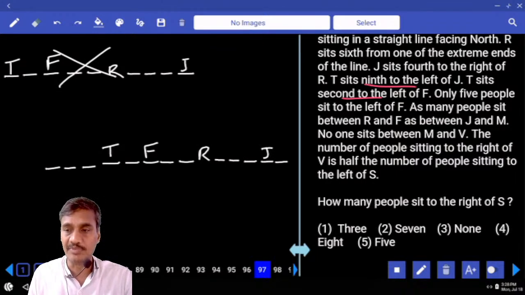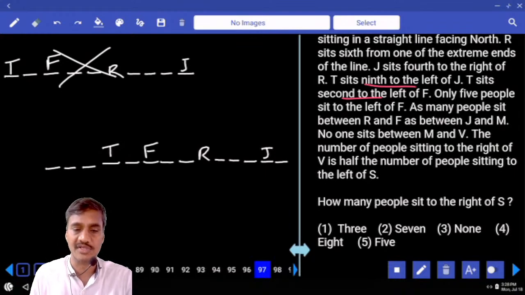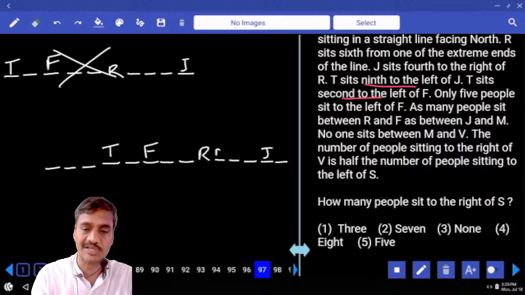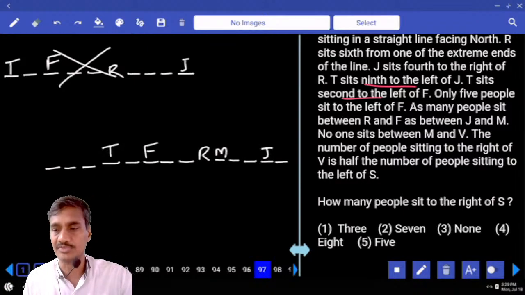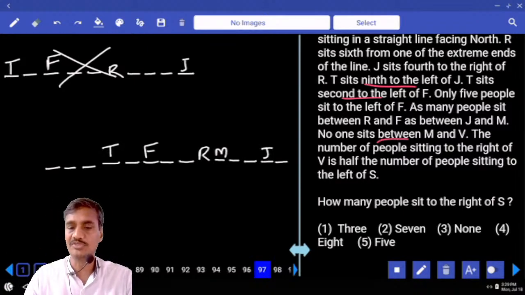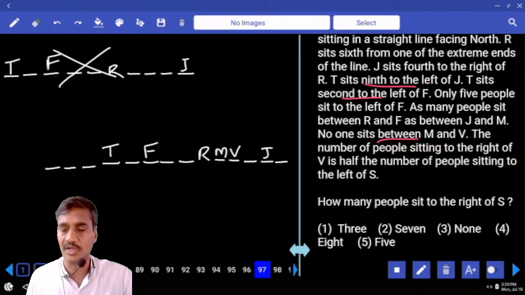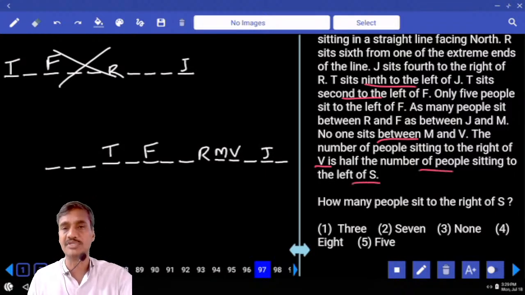And as many people in between R and F as between J and M. Between R and F there are 2 people, so between J and M there must be exactly 2 people. R and M must be together. And no one sits between M and B. M and B are adjacent to each other. R, M and B are together. The number of people sitting to the right of B is half the number of people sitting to the left of S.